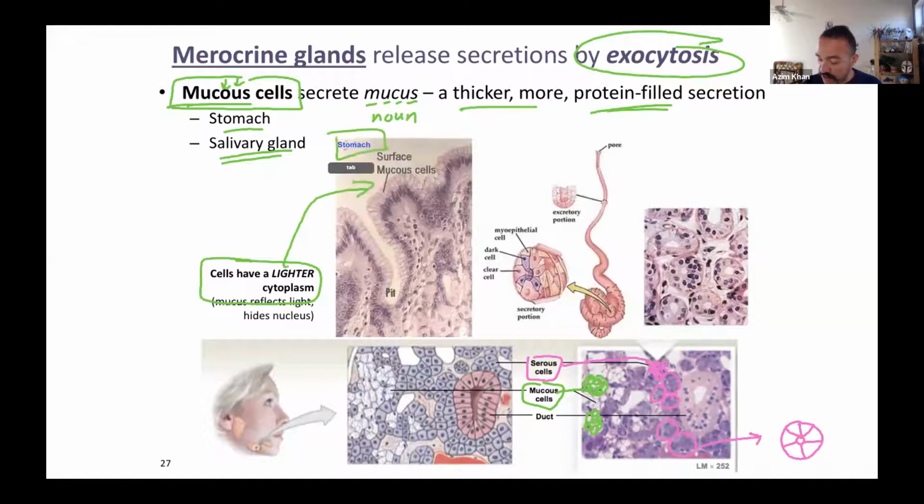Here you can see this is in the stomach. All these light colored mucus cells next to each other, they stain lighter. The mucus is reflecting the light and it's hiding the nucleus. You can't really see the nucleus. It's there, just have to believe me. The nucleus is there, it's hiding because the mucus is reflecting light and obscuring it. The darker ones are serous, the lighter ones are mucus. They're both merocrine glands. They're both released by exocytosis.